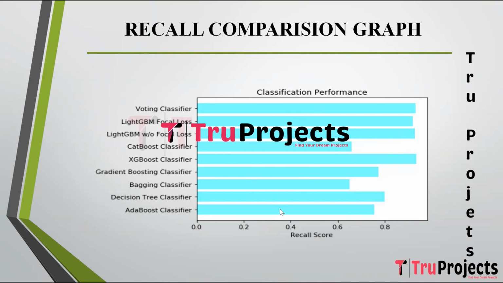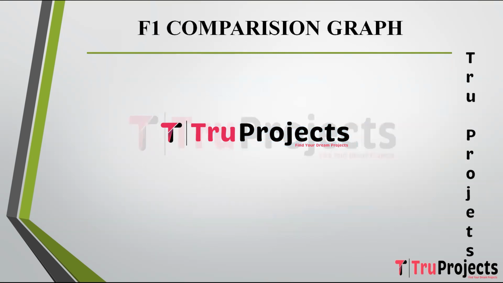Recall, also known as sensitivity or true positive rate, measures the model's ability to correctly identify all relevant instances in the dataset. It calculates the ratio of true positives to the total number of actual positive instances, true positives plus false negatives.